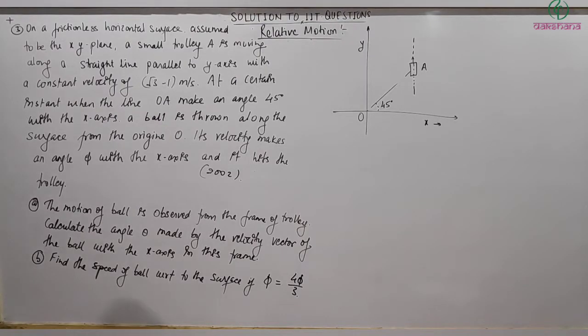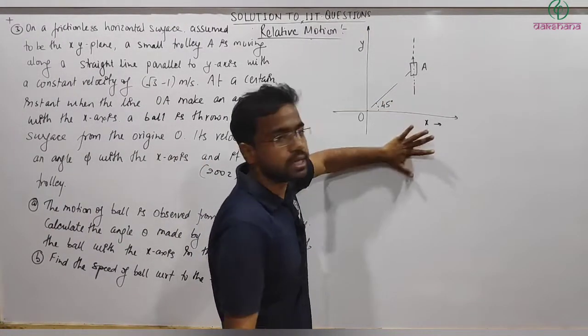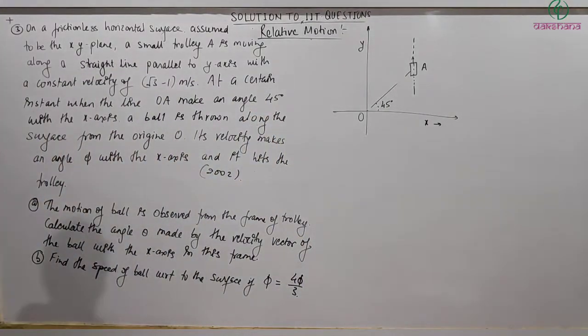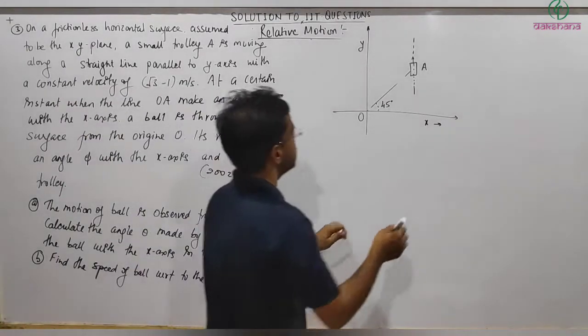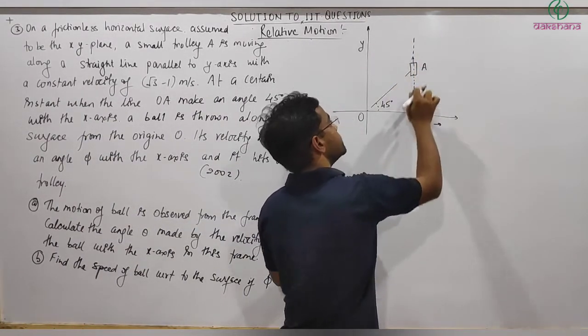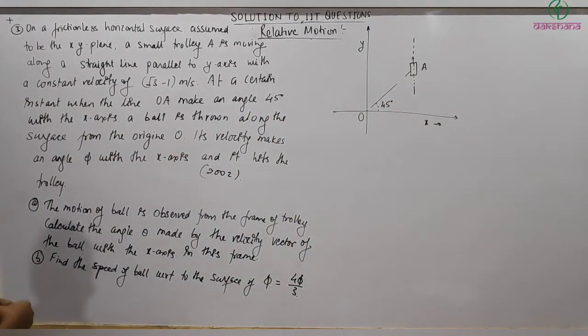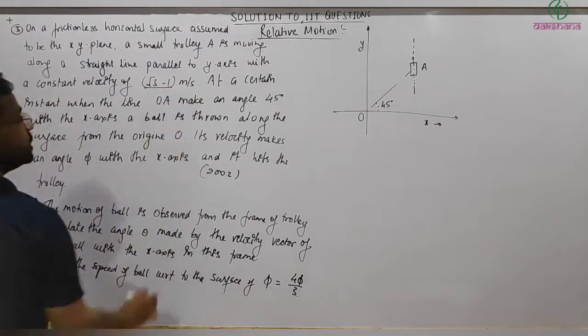Okay, so the next problem: on a frictionless horizontal surface, assume it to be the xy plane. A small trolley A is moving along a straight line parallel to the y-axis, with a constant velocity of √3 - 1 meter per second.